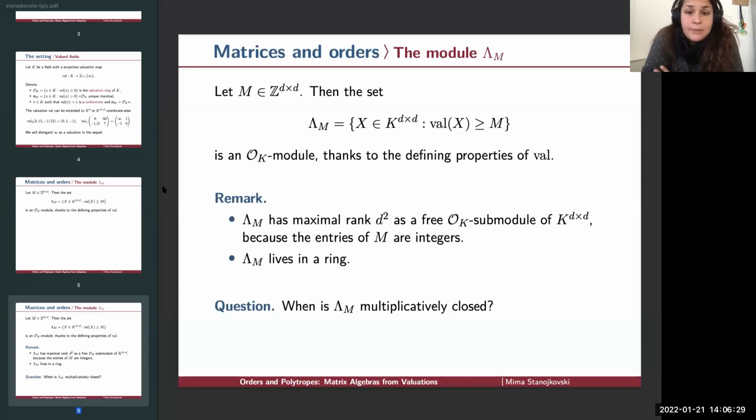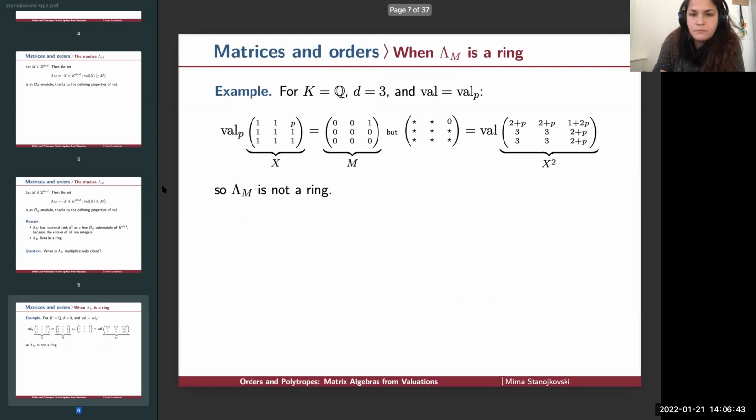And also, by definition, Lambda_M lives in a ring. So it makes sense to ask, when does this module have the additional structure of a ring? Okay, let's see an example. So here is an example in which I put K to be Q, d is equal to 3, and the valuation is the p-adic valuation.